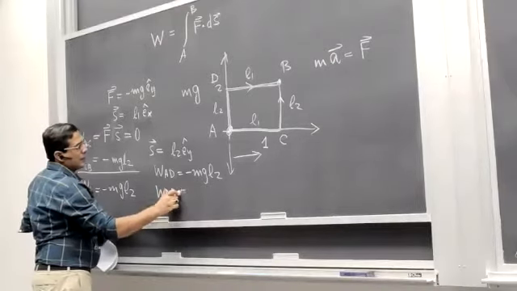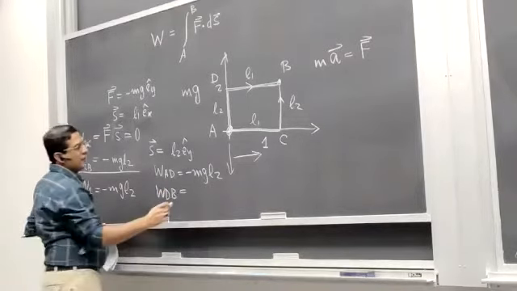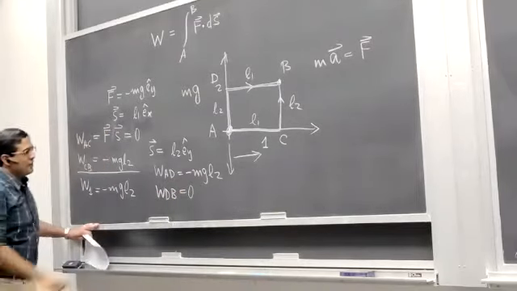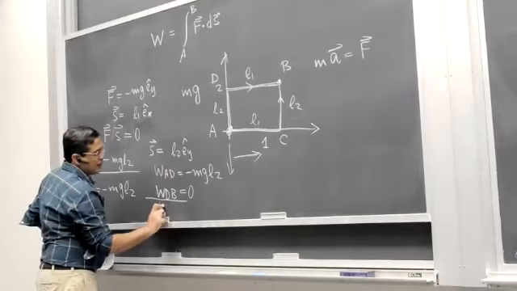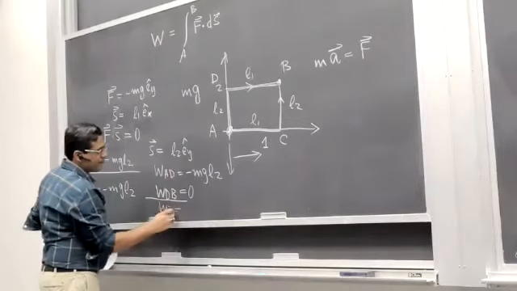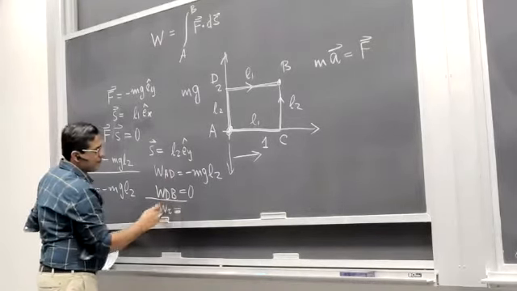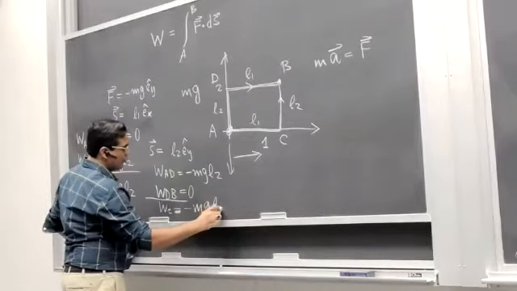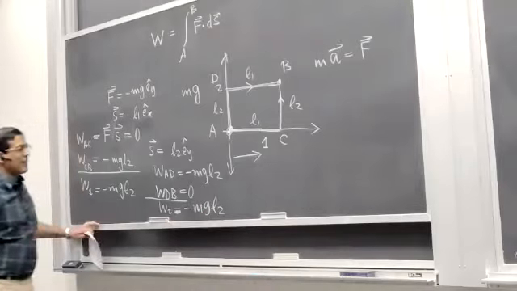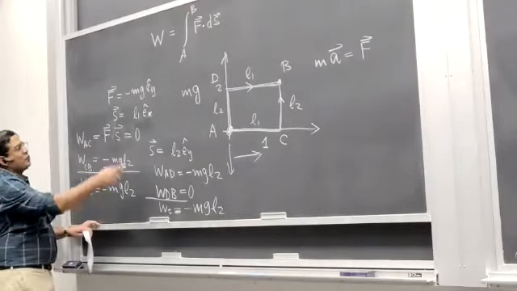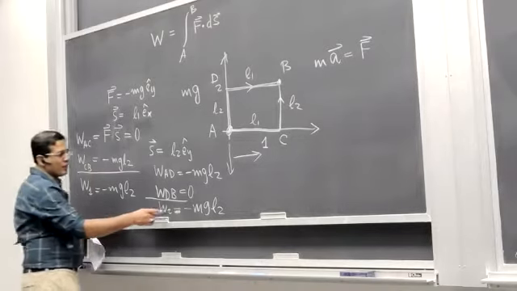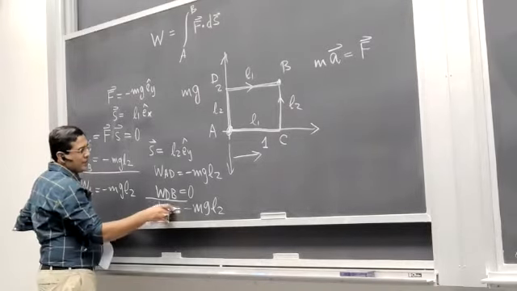0, because the force and the displacement are orthogonal. Okay, 0. And what is the total work done along path 2? Minus MGL2 EY. Minus MGL2. Work is a scalar. Although it depends on two vectors, it's a dot product between two vectors. It's a scalar quantity, no direction, right?